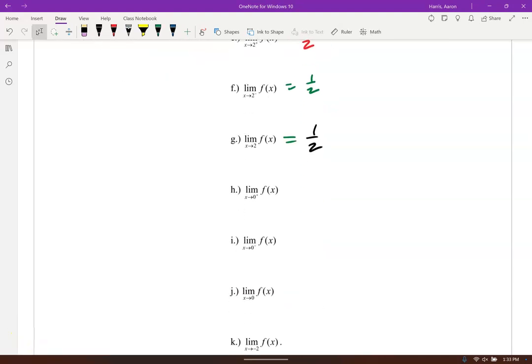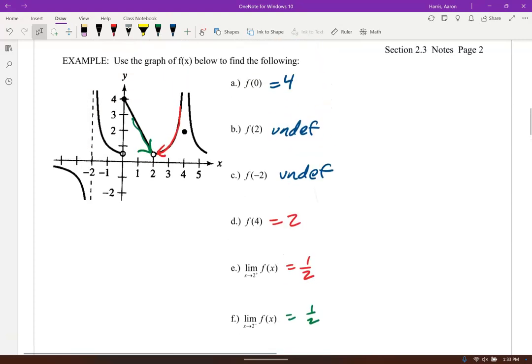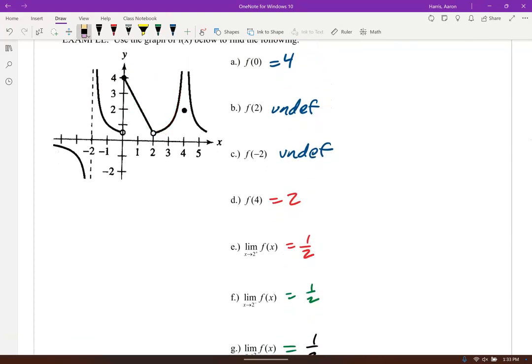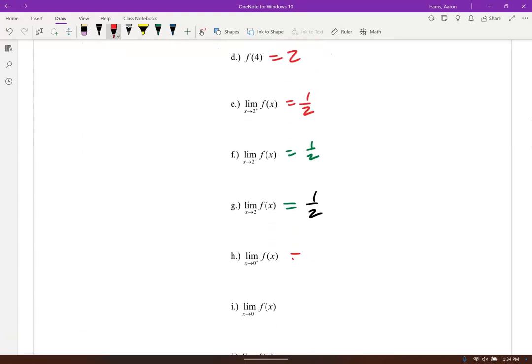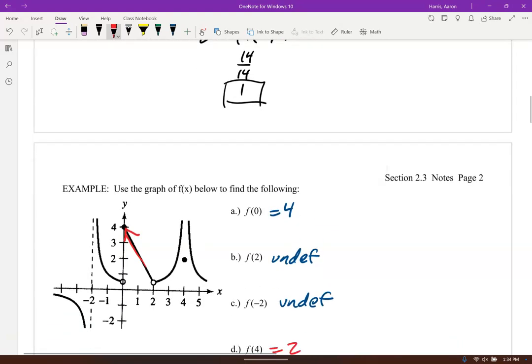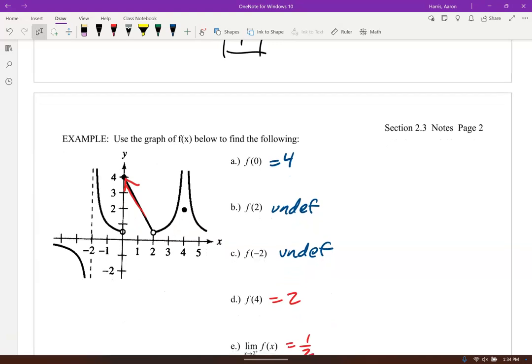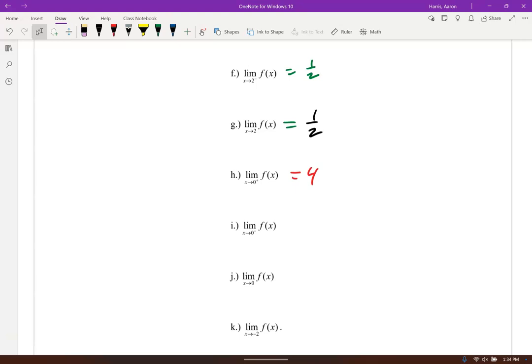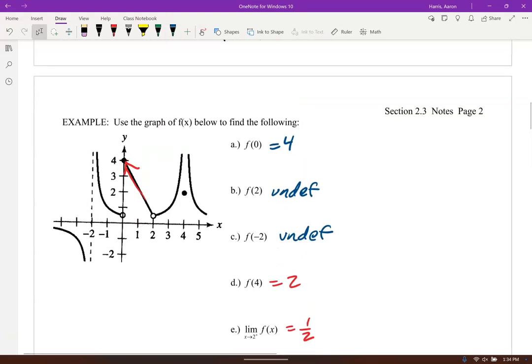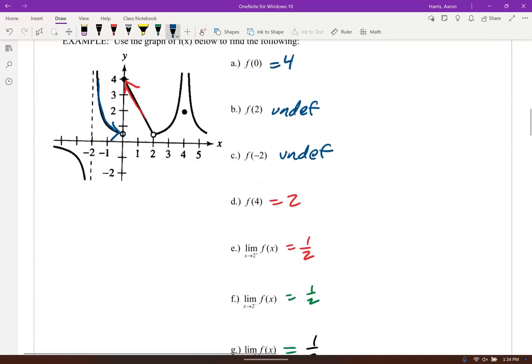X approaches 0 from the right. So, okay, let's go back up here. Let me erase this a little bit. As we approach 0 from the right, what would I say my limit is? 4, right? I'm approaching a y value of 4 as I approach 0 from the right. Let's approach 0 from the left. Now, let me do that in blue. As I approach 0 from the left, go back up here. Now I'm approaching 0 from the left, and I approach 1/2.